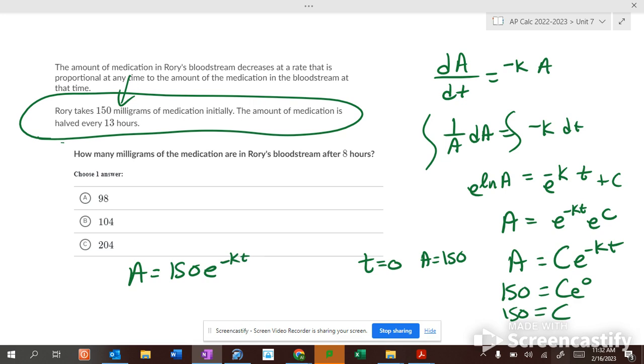All right. So what's the amount of medication? The amount of medication is halved every 13 hours. So whatever the amount is, it's halved 13 hours later. Well, if it starts at 150, you have 75 13 hours later.